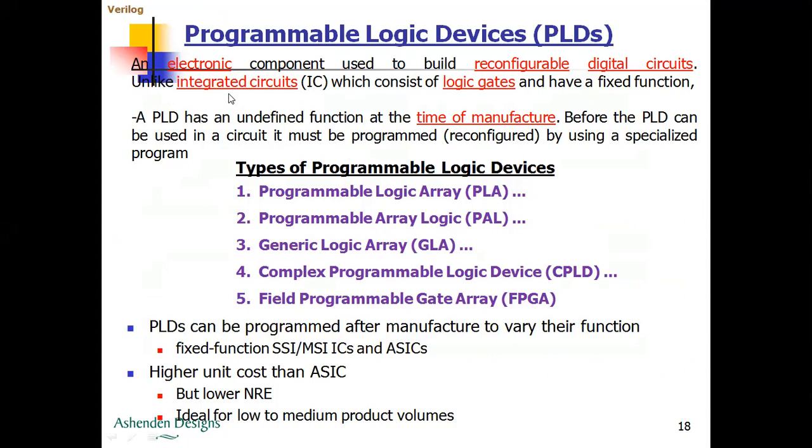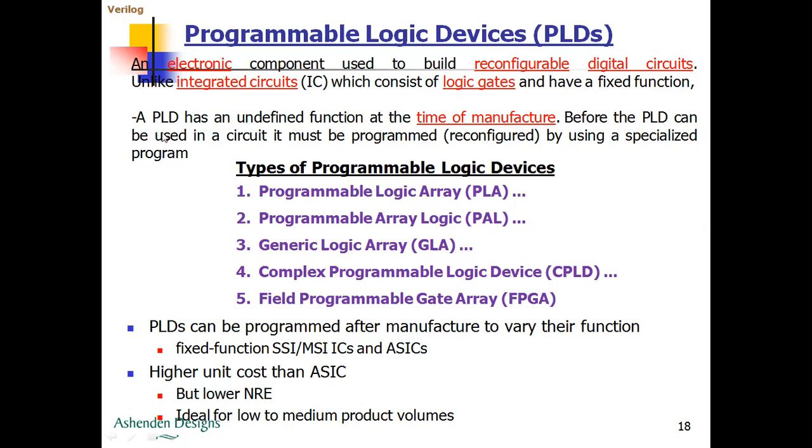When compared to the normal 74 series ICs, which we are familiar with, like AND gate, OR gate, XOR gate, etc., the functionalities of those ICs are fixed. For example, an OR gate can only perform the OR function, an AND gate can only perform the AND function, and a NAND gate can only perform NAND functionality. Compared to these fixed ICs, PLDs can be reconfigured even after manufacturing.